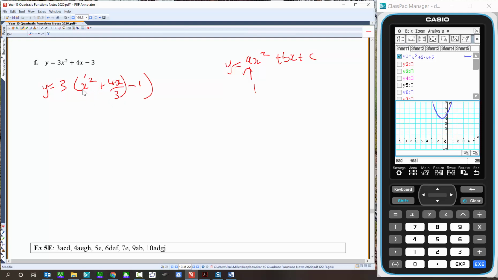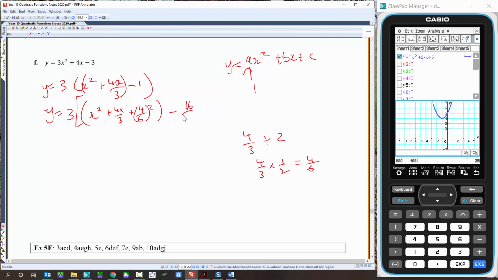Now what I'm going to do is complete the square. So I've got 3, and I'm going to go x squared plus 4x on 3. Now what I've got to do is half that and square it. So 4 on 3 halved is 4 on 3 times 1 on 2, which is 4 on 6. So I'm going to add 4 on 6 all squared. I need these square brackets here. Now I'm going to take it away.